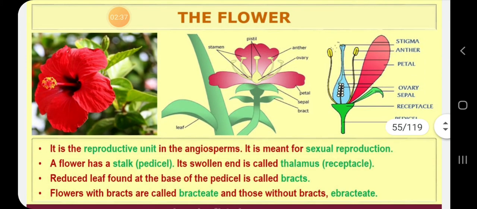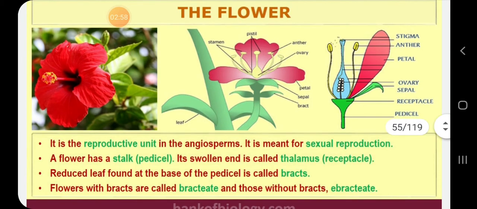Now the flowers. Flowers are called the reproductive unit of the angiosperm. That means they are responsible for sexual reproduction. And the flower has a stalk or pedicel. Its swollen end is called thalamus or receptacle, and thalamus is the portion on which all the floral appendages are arranged. And below the sepals, leaf-like structures are present. These are called bracts, and if bracts are present, the flowers are known as bracteate, and if these are absent, they are called ebracteate.